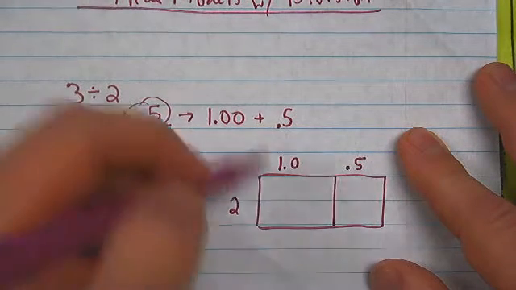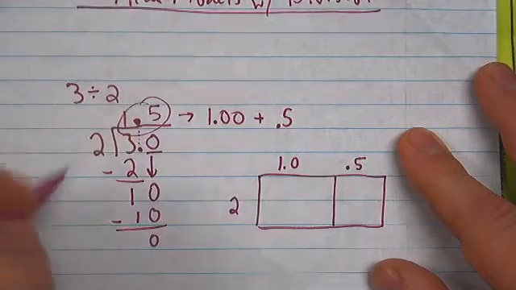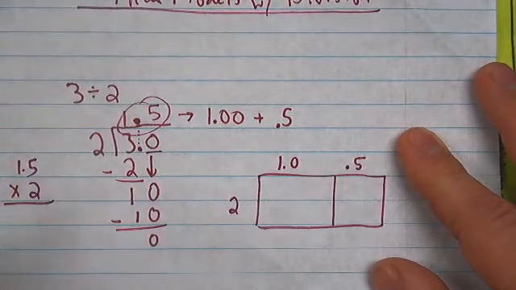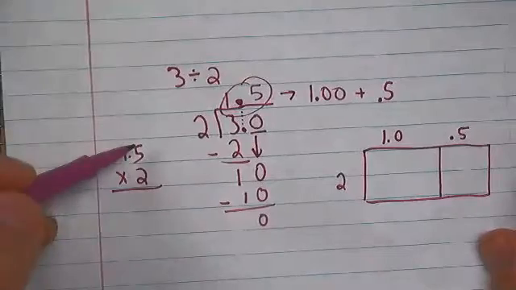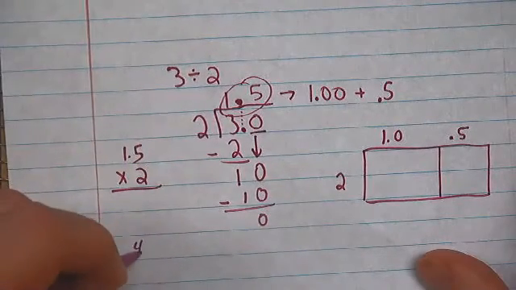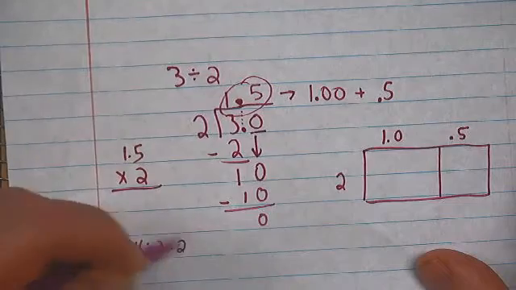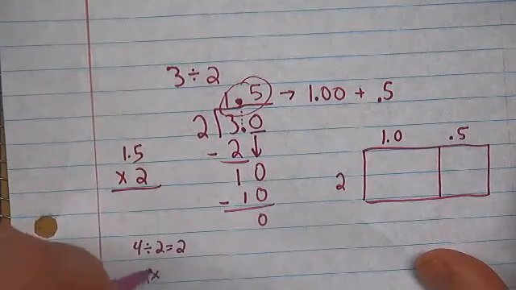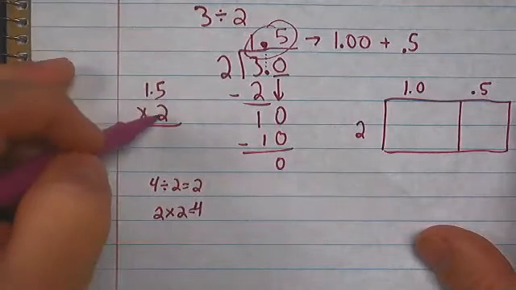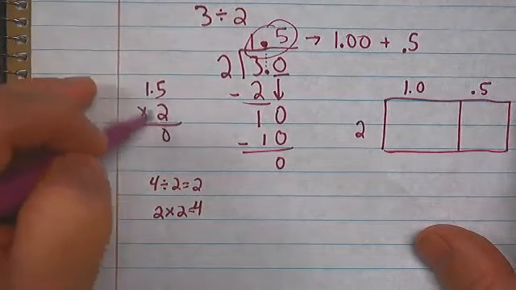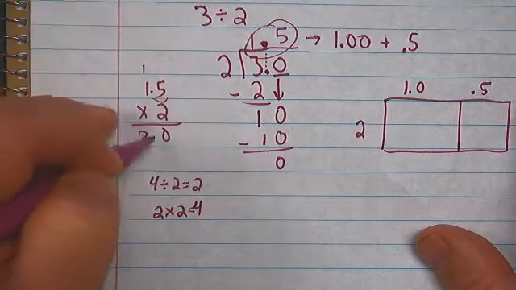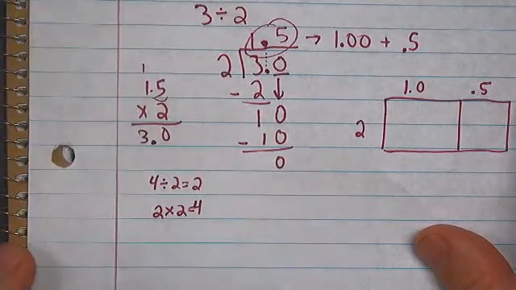dividend. So it's just like checking your work at the end, right? If I did 1 and 5/10 times 2, that should get me 3. Just like if I did 4 divided by 2, that should give me 2, which then means to check my work, I should do 2 times 2, and that should equal 4. Well, here, let's do this real quick. 2 times 5 is 10, carry my 1. 2 times 1 is 2, plus 1 is 3. 1 decimal, 1 decimal, so 3.